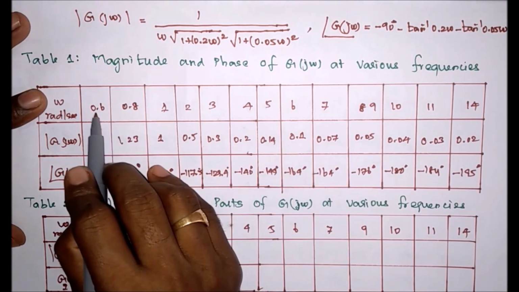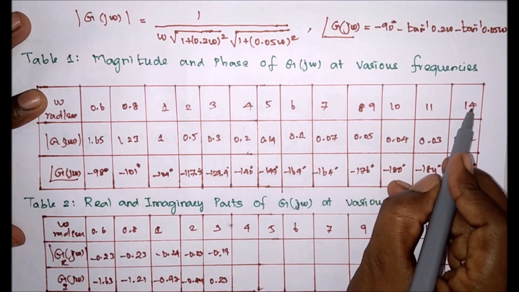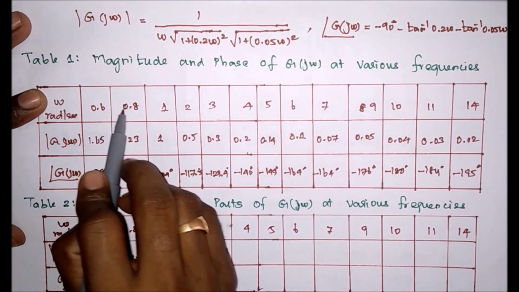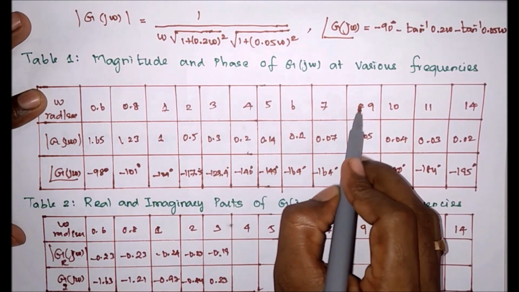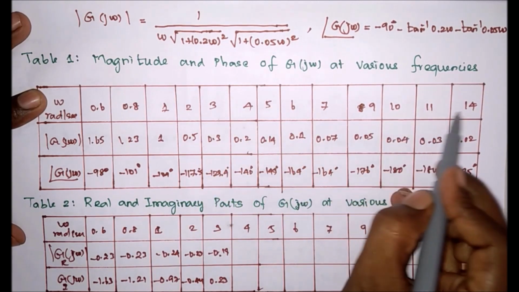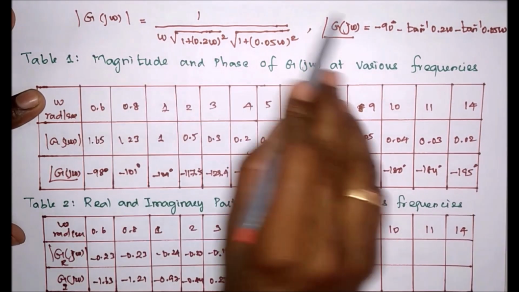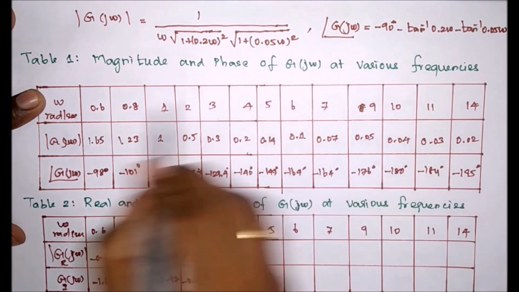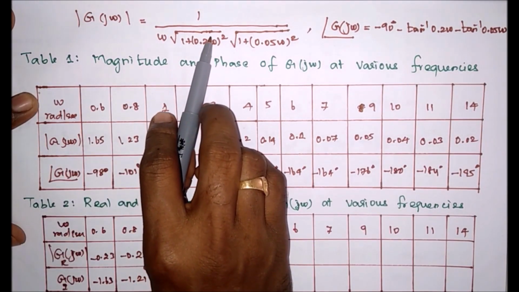So for 5 we have selected 0.625, then for 20 we have selected 16 to 14. So omega equal to 0.6, 0.8, 1, 2, 3, 4, 5, 6, 7, 8, 9, 10, 11, 14. This is the formula to calculate the magnitude, and this is the formula to calculate the angle. Now we have to take omega equal to 0.6 and substitute into this equation.